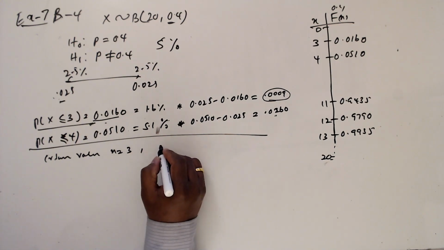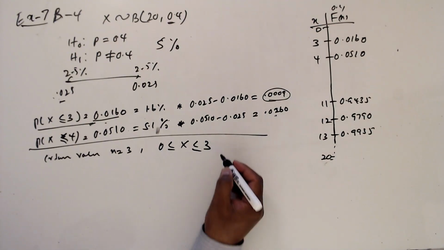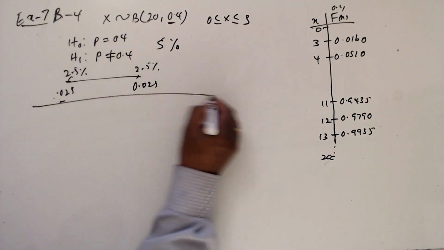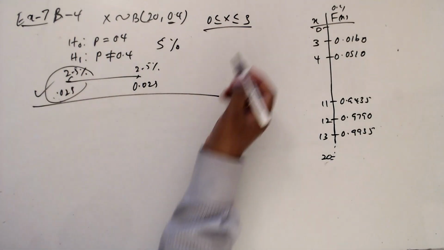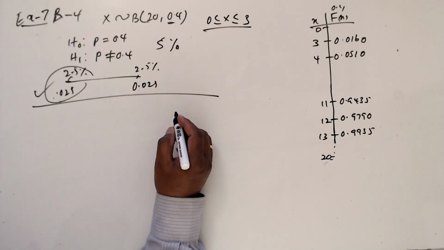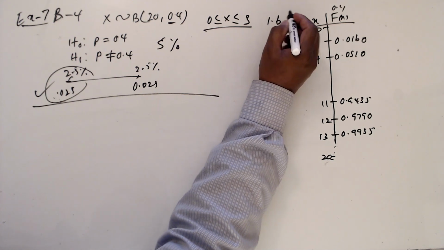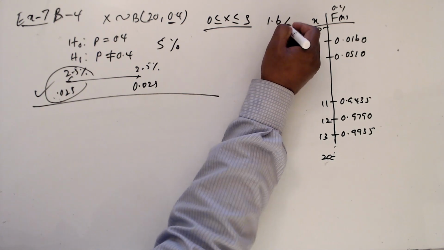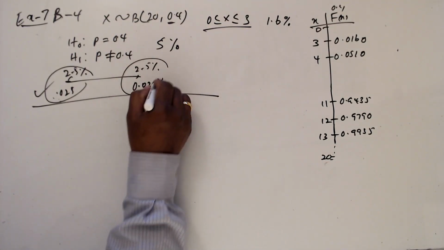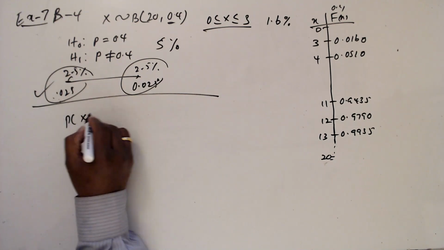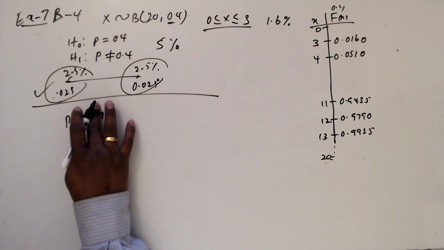So the critical region is 0 ≤ x ≤ 3. From the lower tail we completed, this is the critical region, and the actual significance level is 1.6 percent. And now the upper tail: let's consider x greater than or equal to 12.